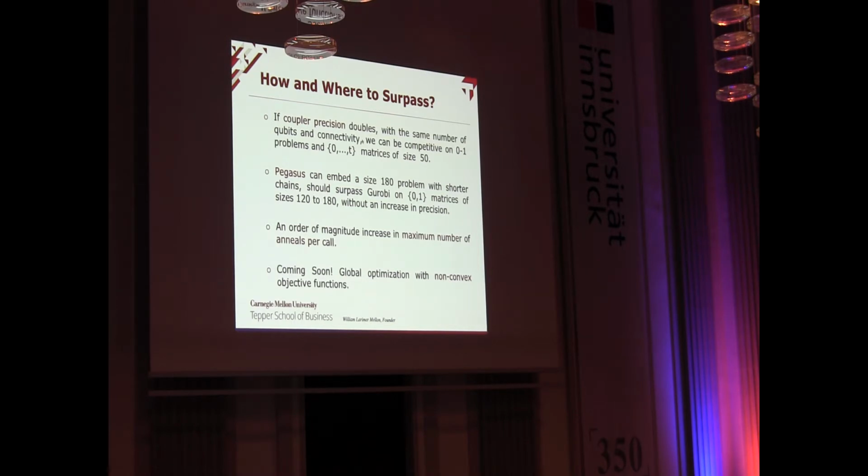And on the Pegasus also, on the binary problems, we can improve the solutions for problem sizes between 120 and 180, because the promise is that we can have a complete graph up to size 180. Also, any order of magnitude increase in the maximum number of anneals per call in this type of problem helps us, because we just need many of the degenerate solutions in this specific case.